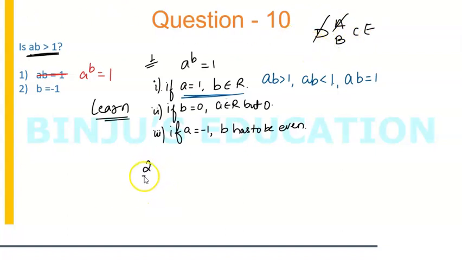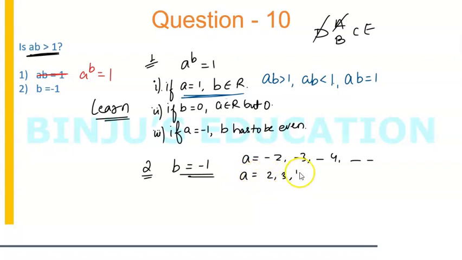Okay, now the second one. Second one simply says that B is equal to -1. It does not give me any information regarding A. So what if A is -2, -3, -4, and so on and so forth? In that case, A into B will be greater than 1. But what if A is equal to 2, 3, 4, and so on and so forth? In that case, A into B will be less than 1 also. What if A is equal to -1? In that case, A into B will be equal to 1 also. So do I have a conclusive answer? No, I don't have any conclusive answer.